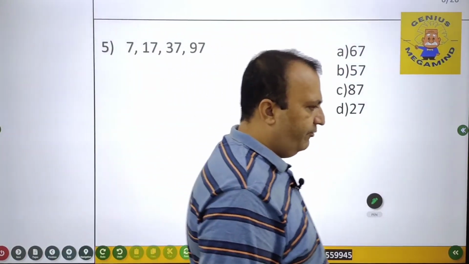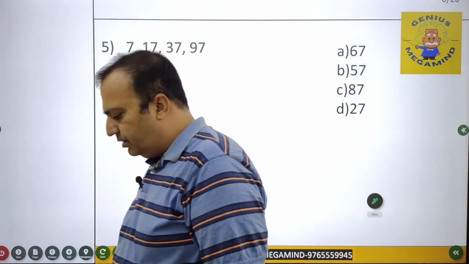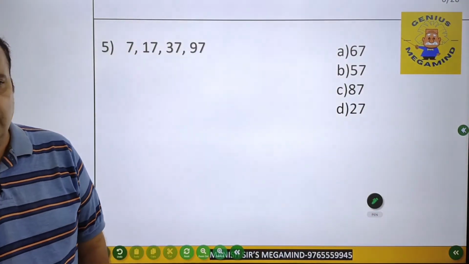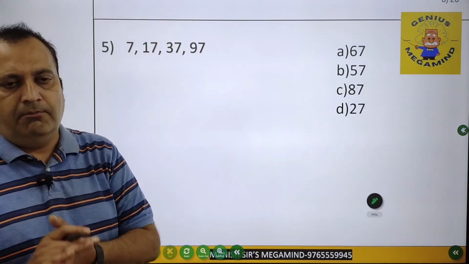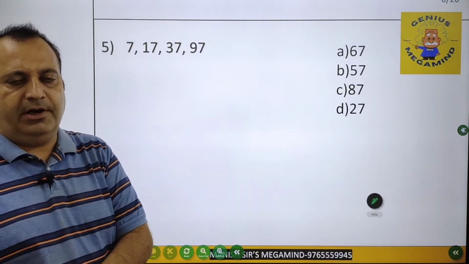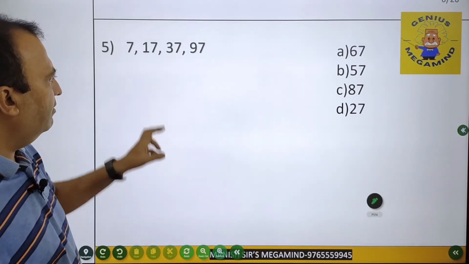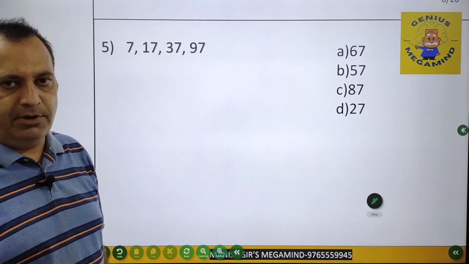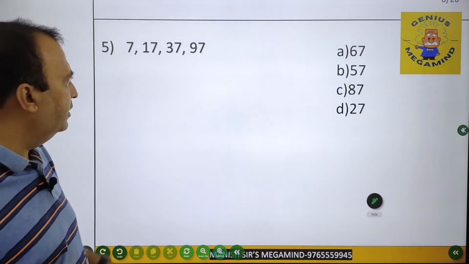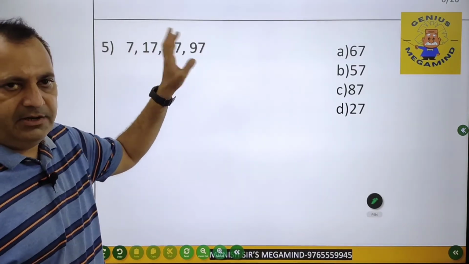Question number 5. Fine. Now again, please look at the numbers. After looking at the numbers, you will see that all the numbers are what kind of numbers? My friends, they are perfectly odd numbers. But at the same time, you have to observe that they are also what kind of numbers? They are also prime numbers. So 7 is a prime number, 17 is a prime number, 37 and 97, both of them are prime numbers.